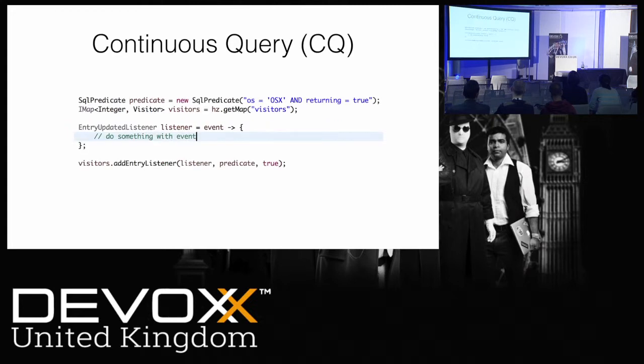Maybe I'm not interested in all data. Maybe I'm not interested in all my website visitors. I can say, call me back only when the visitors are coming from operating system OS X and they are returning visitors, for example. It could be any field. It could be a Fluent API predicate. It doesn't have to be a SQL predicate, but for the sake of this presentation, it will do. And that's really it. A few lines of code, and you get a callback when something matches the predicate in the cluster.